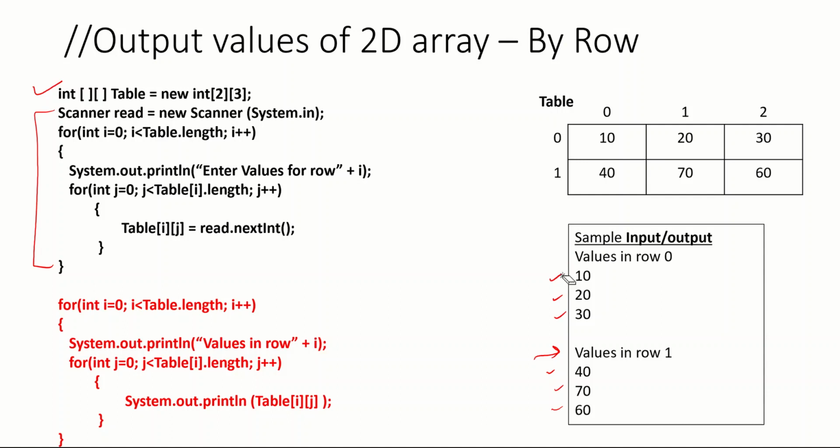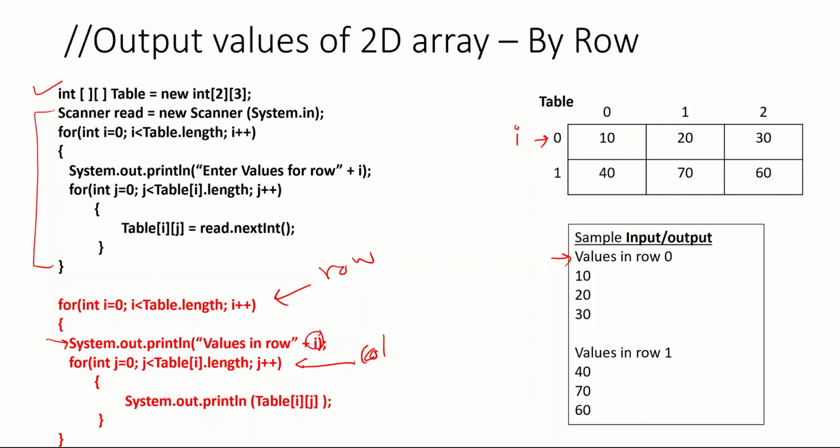Now, the concept is still the same. We have to have number of rows and number of columns. So I should have two loops. I'm having the first one for each row and the second one for each column. Now, once we start I, so this is I equals 0, I would like to have this message, values in row 0. And that's why we have here System.out.println values in row I. So it will say values in row 0.